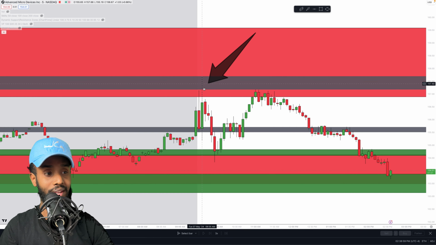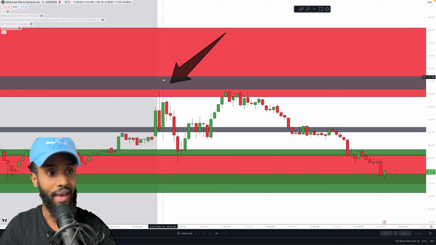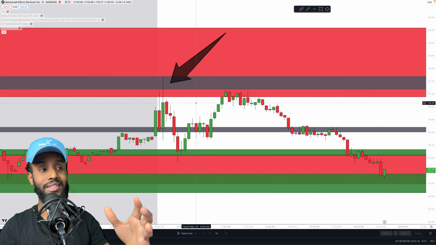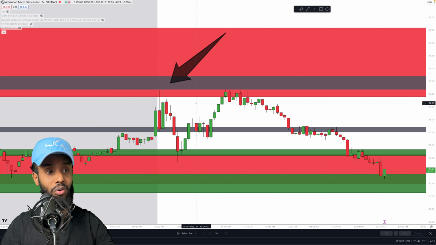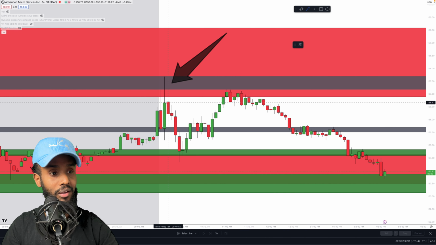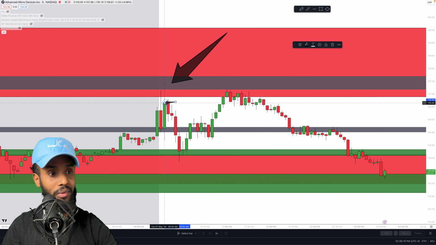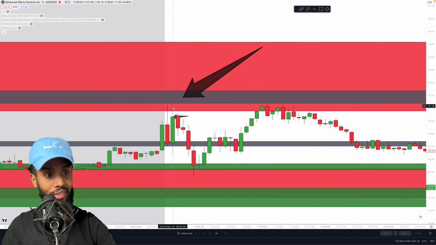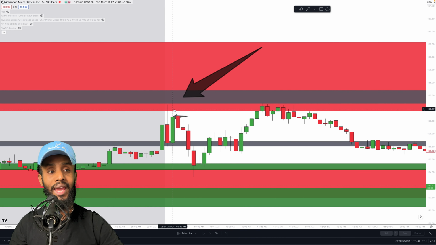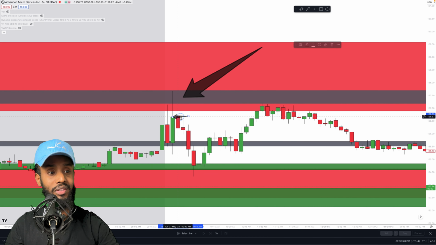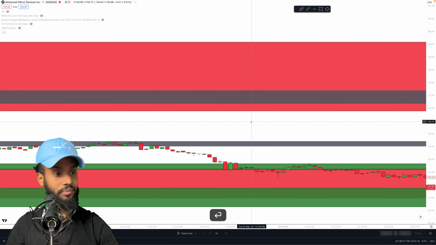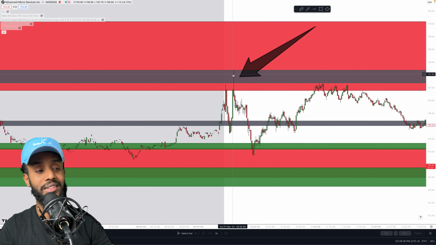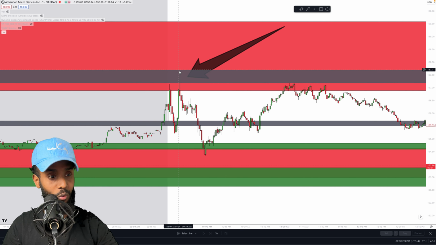Not only did it reject this area, but when we look at the wicks, we know that wicks are when prices go outside of the open and close. AMD closed up here on this wick, but we can see sellers brought this thing down. Buyers were not able to push this higher, and that tells me, hey, buyers pushed this thing right to resistance, and sellers were super strong and brought this thing right back down.